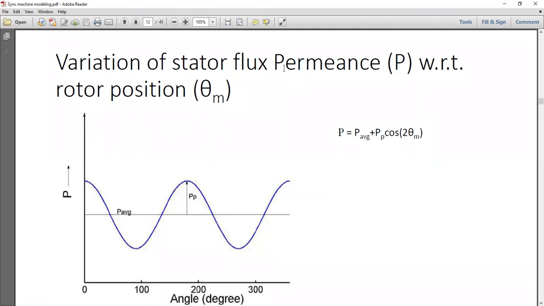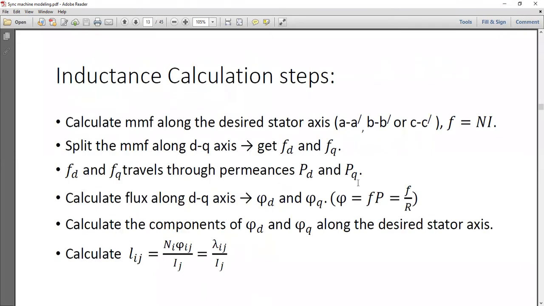The flux permeance reaches the peak value twice and reaches the minimum value twice. So that's why it was a function of twice the rotor position theta. And there was some average value, because the minimum was never 0. So this was the average value.